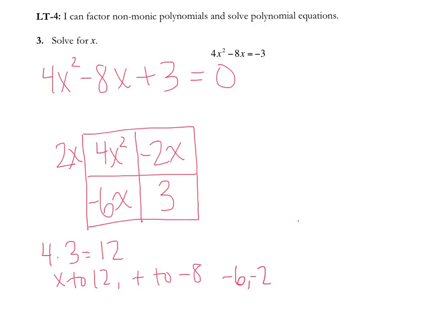Now, looking at the bottom row, we have a negative 6x and a positive 3. It's sometimes a little tricky to decide whether you should pull out, in this case, a negative 3 or a positive 3, so sometimes there's a bit of guess and check that we have to do. I'm going to pull out a negative just because there's a negative in front of the x, which makes me think that maybe I should pull out the negative 3 instead.